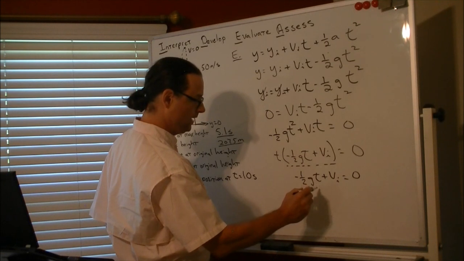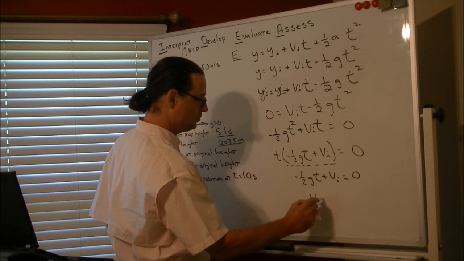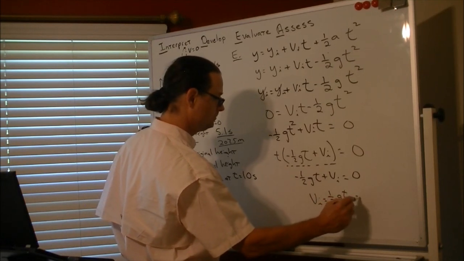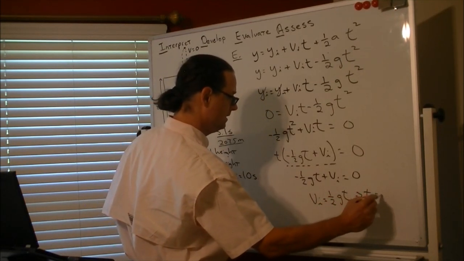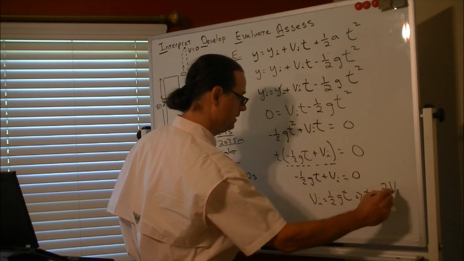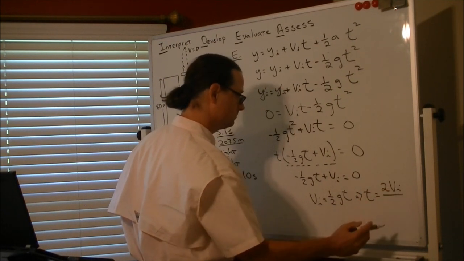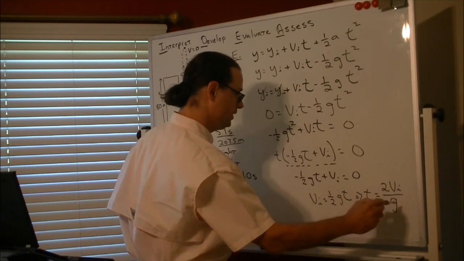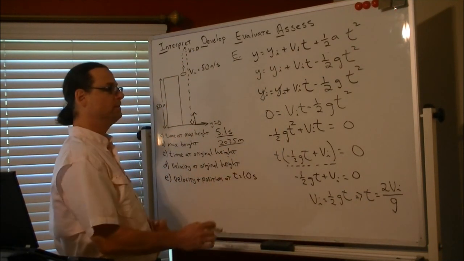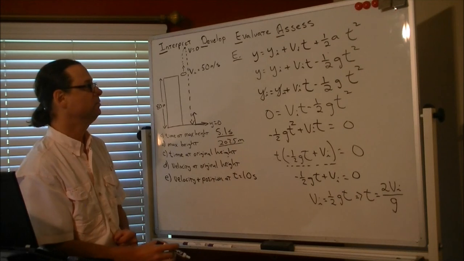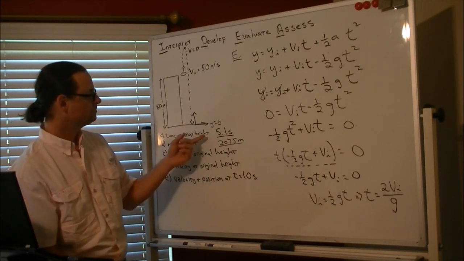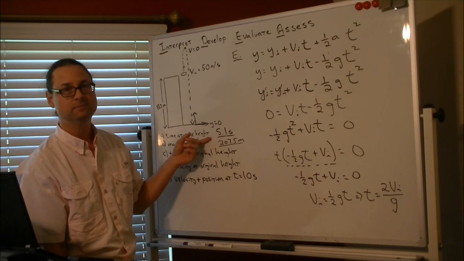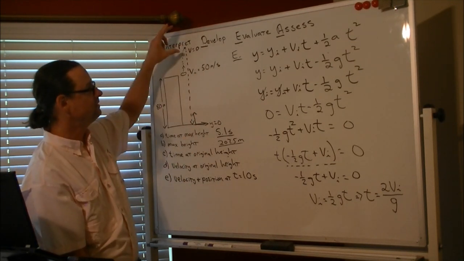So we can say v initial equals 1/2 gt. So t equals 2 v initial over g. All right, so before we plug the numbers in, let's think about that a little bit, because if we recall, the time to get to the maximum height was just v initial over g. That's the time it takes to get to the peak.